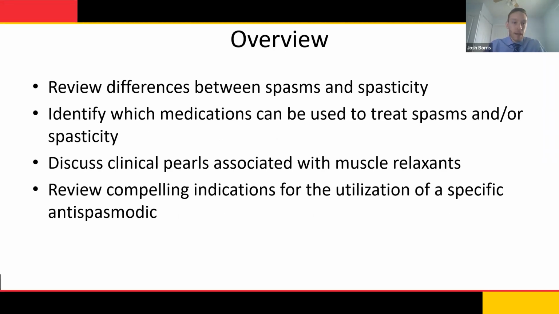As an overview of what we'll be going over, we'll be looking at the differences between spasms and spasticity. They are two different pathophysiologies, so it'd be good to review them, or what we know of them at least. Hopefully we'll identify some medications that can be used to treat spasms and/or spasticity, discuss some of the clinical pearls, dosing strategies, and things to know with each of the muscle relaxants, and then review some compelling indications for utilizing specific antispasmodics or skeletal muscle relaxants for specific patients.